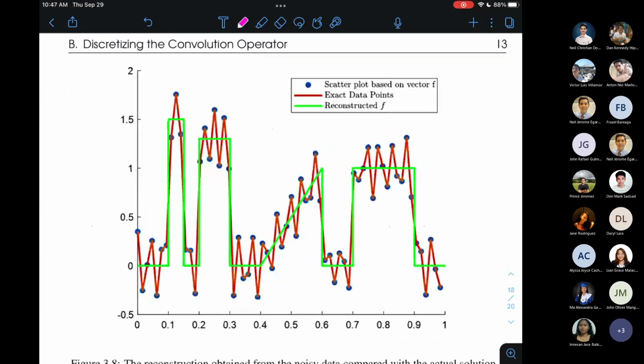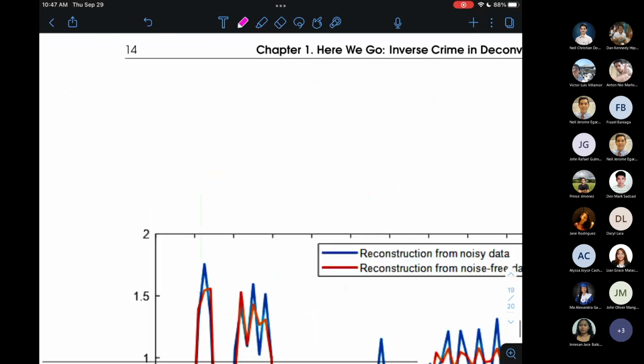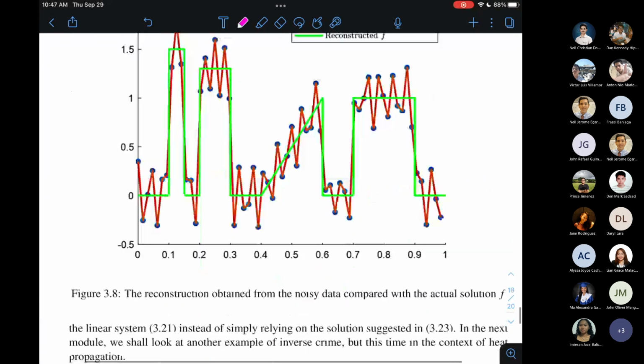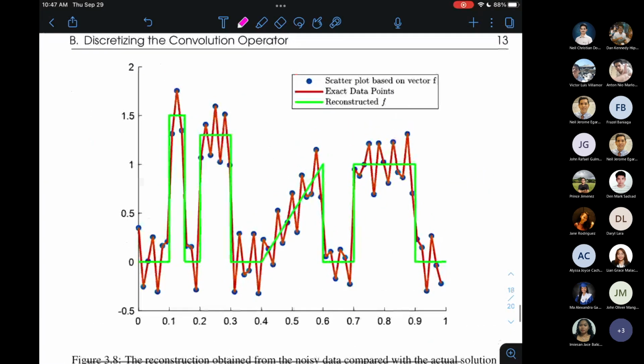Let me see. Hindi ko na pala siya pinlot ng hiwalay. Pero here you see in figure 3.8, mali yung label ko, sorry. Inedit ko na yata ito dun sa bagong module. Yung green, hindi siya reconstructed F. Ito yung actual F.